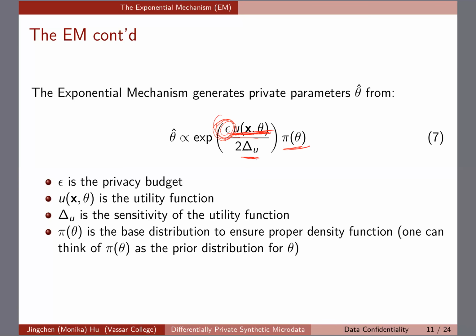So you can think that you already have certain draws about theta from somewhere. They are not private yet. They do not satisfy differential privacy. However, you can turn them into this theta hat. So the question now becomes, how can we find the utility function? What will be good utility functions to use? And if we define a utility function, how can we get its sensitivity? And I should say if and how we can get the sensitivity, and then how to make the draws. So that's what we mean by the EM generating private parameters from a non-private mechanism.